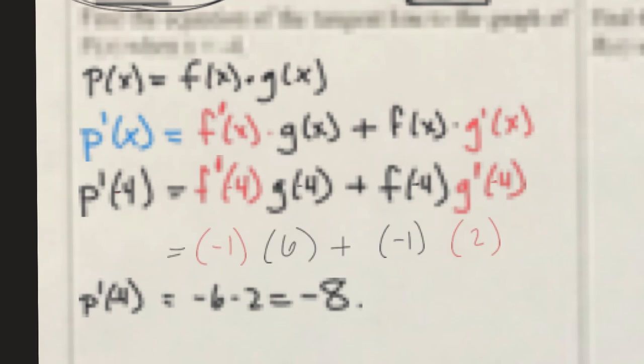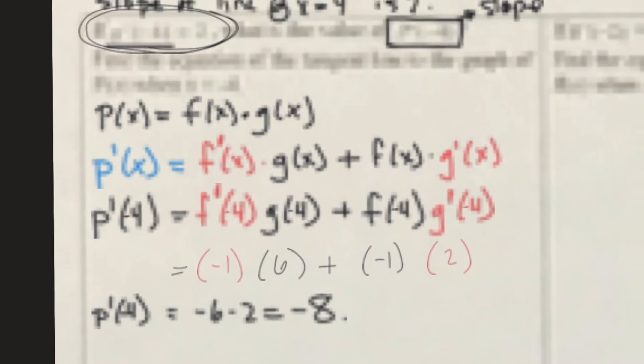Okay, there we go. So that's the slope of our line, the tangent line at negative 4. So let's finish the problem, which says, find the equation of the tangent line to the graph of p of x when x equals negative 4. Anytime we're writing an equation of a tangent line, we need to know two things. We need to know the slope, and we need to know the points.